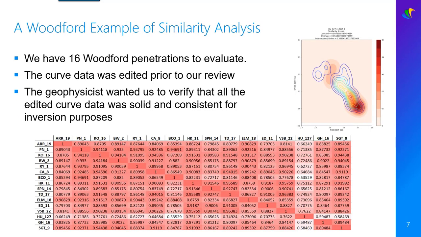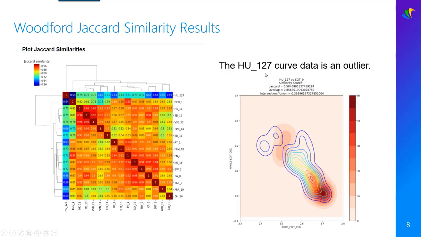So here's an example of a Woodford, and we have 16 Woodford penetrations to evaluate. And what they did is they did extensive curve editing prior to our review. And they wanted us to verify that all the edited curve data was solid and consistent for inversion purposes. And here we see two wells that don't look all that similar. So we ran, and here's the Jaccard similarity on the wells.